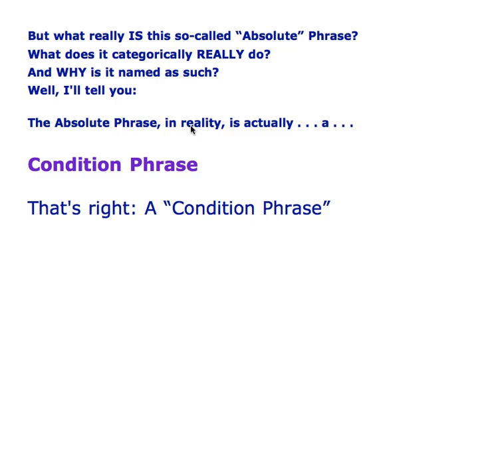Now we have to ask, at least if you have a curious mind, but what really is this so-called absolute phrase? What does it categorically really do? And why is it named as such? Well, I'll tell you. The absolute phrase in reality is actually a condition phrase. That's right. That's correct. It's a condition phrase. And despite what you hear on all those other videos and all those grammar books, they are not good. It's crappy.